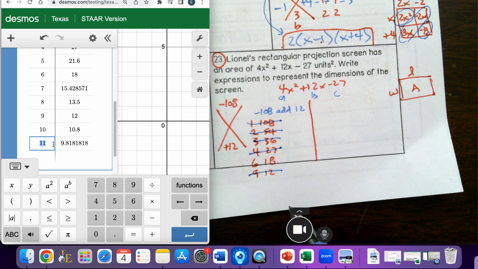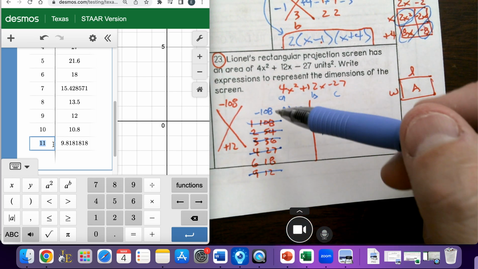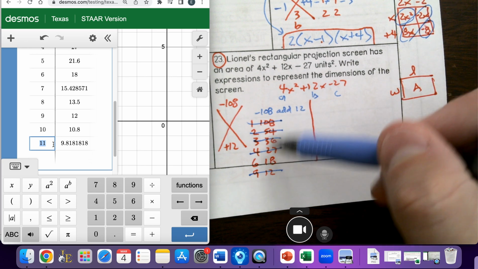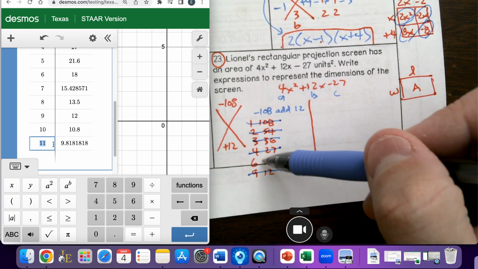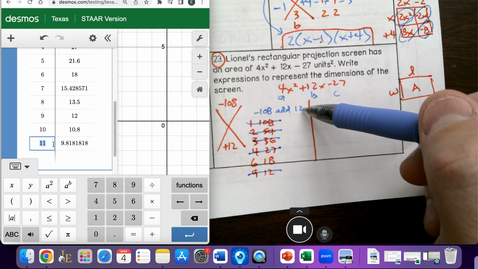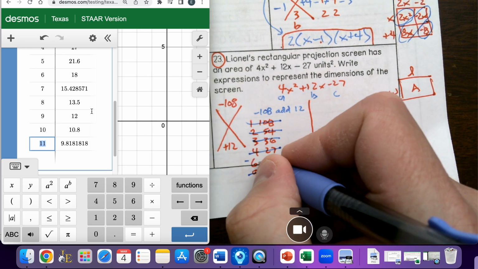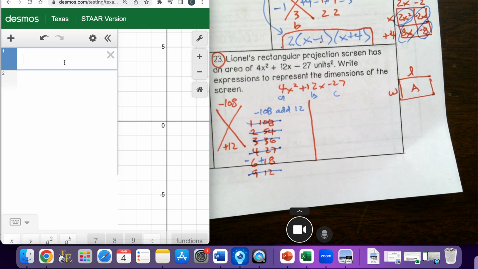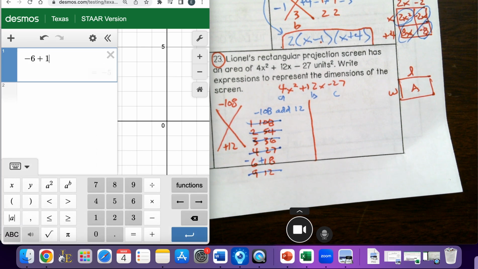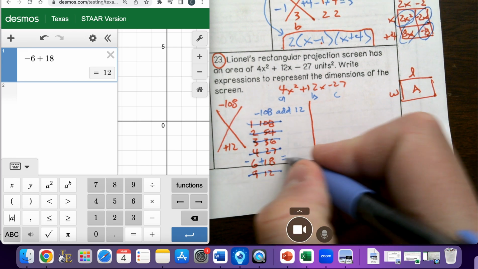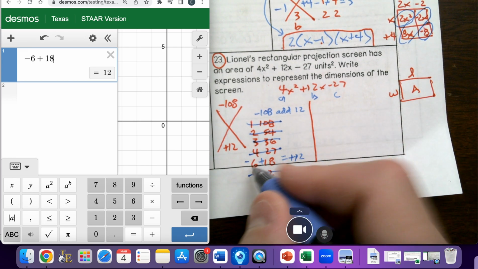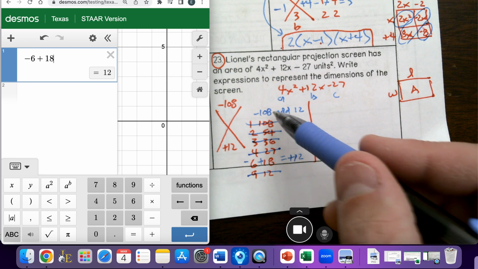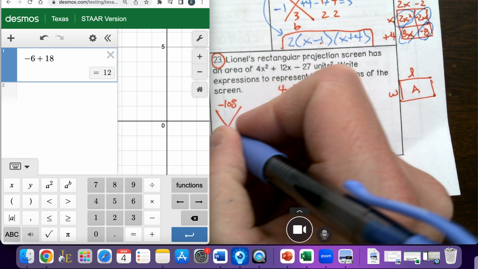So again, since we're looking for two numbers that will multiply to negative 108, one of these has to be negative. But we need a positive 12. So if we do the math here, if we have a negative 6 plus 18, we get our positive 12 here. And then if you multiply these two, they will equal negative 108. And so we're going to use a negative 6 and a positive 18 on this problem.